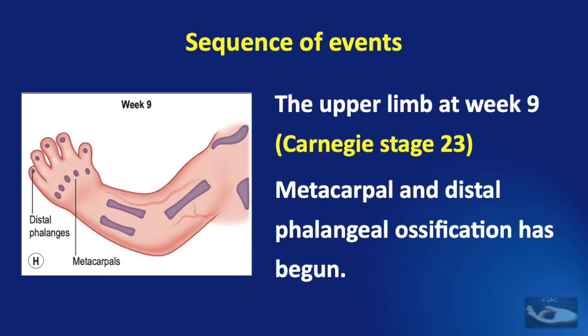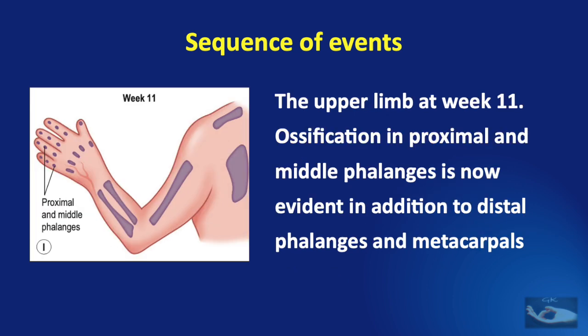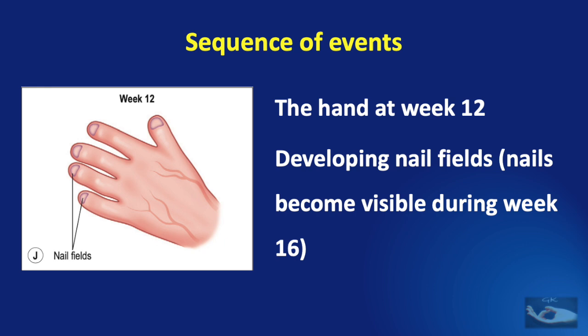By week 9 or Carnegie stage 23, metacarpal and distal phalangeal ossification has begun. By the 11th week, ossification in the proximal and middle phalanges is now evident in addition to distal phalanges and metacarpals. And by the 12th week, the nail fields have started developing. The nails become actually visible during week 16.